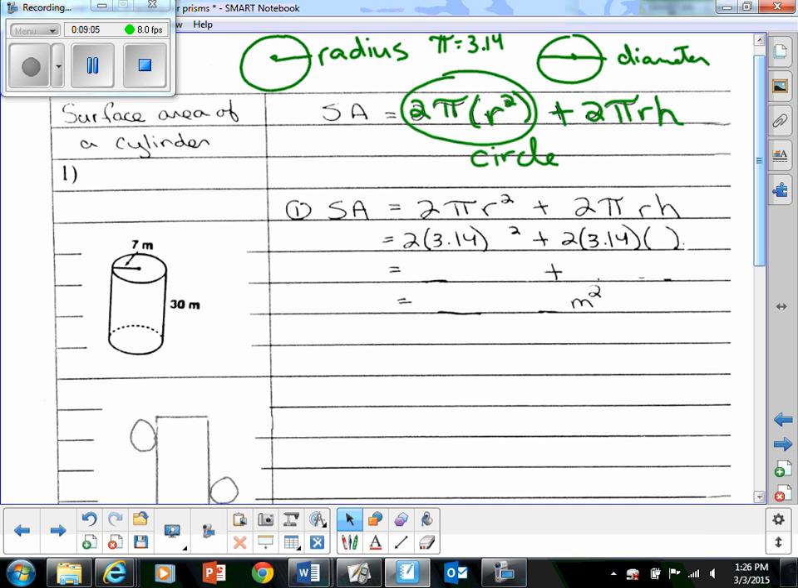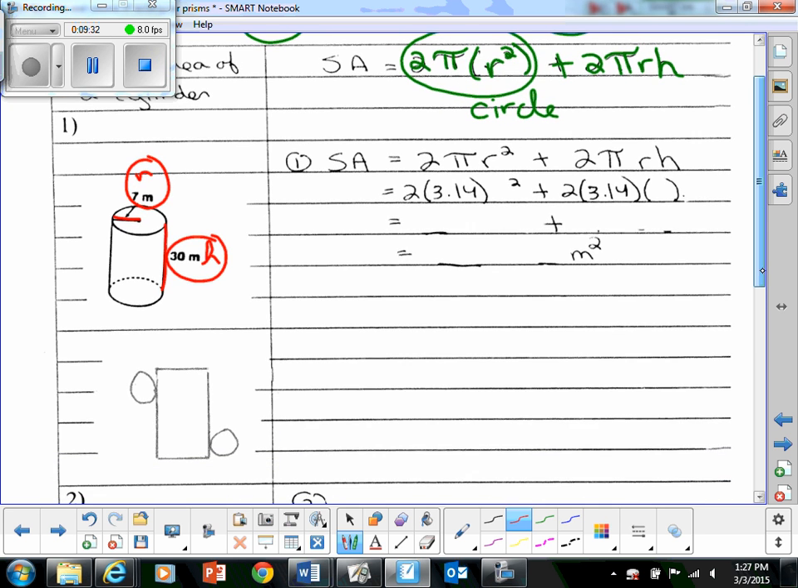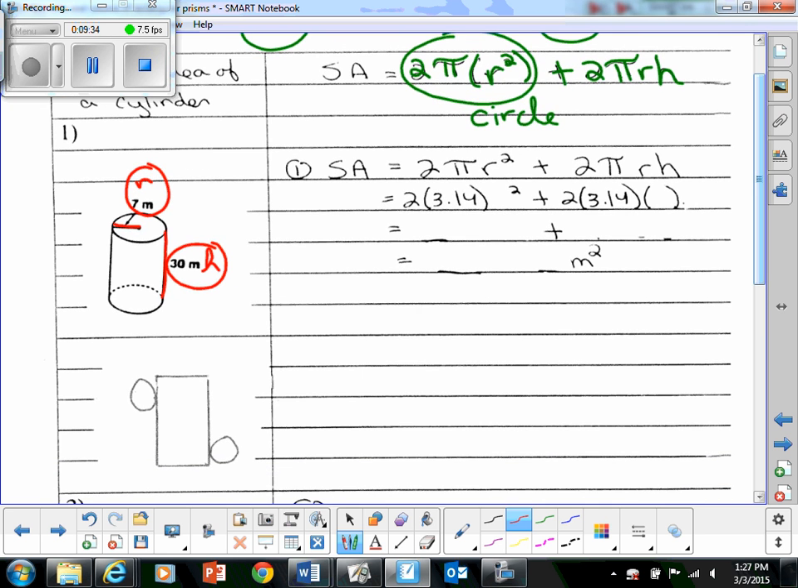Now we want to look over to our cylinder, and we want to label the height and the radius. Okay, sometimes you're going to get the radius, sometimes you're going to get the diameter, and you're going to have to figure out what the radius is. Okay, so this is our radius, and this is the height of the cylinder. Okay. And if we look at the net of the cylinder, remember the net is when you cut it apart and you lay it flat on the ground.